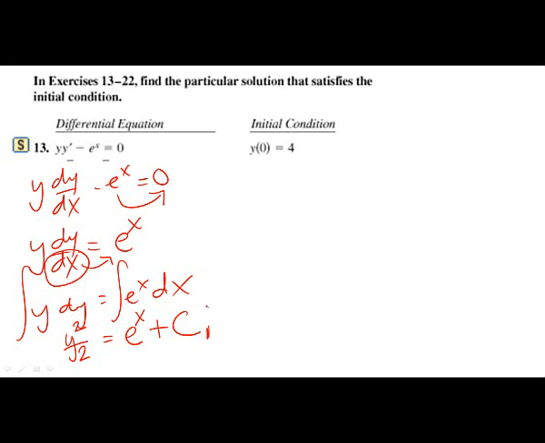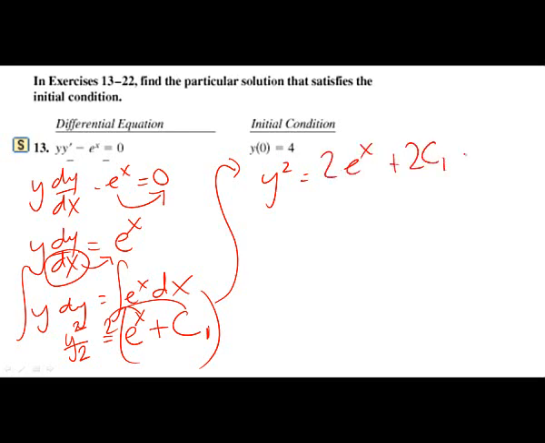All right, so from here, I'm probably going to start by getting rid of that 2. How do we get that 2 to the other side? Technically, we're going to multiply, and that means I'm going to distribute it, right? So I've got y squared equals 2e to the x plus 2c sub 1. Isn't that 2c sub 1 still a constant? Yeah, so I'm just going to rename it generically as c.